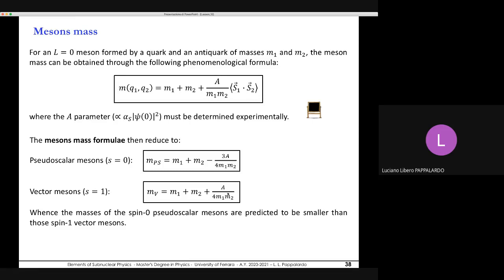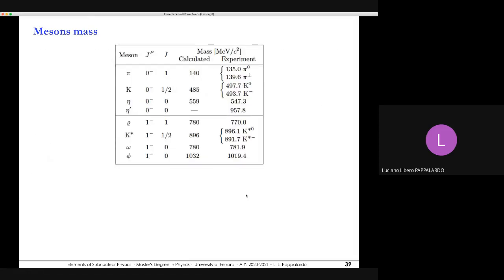And as you already see from here, we have a plus sign here and a minus sign here, so it is already clear by comparing these two formulas that the mass of the pseudoscalar mesons must be smaller than those of the spin 1 vector mesons. Okay, so this mass difference is indeed due to this chromomagnetic interaction. Let's now compare the experiment with the calculation based on this formula.